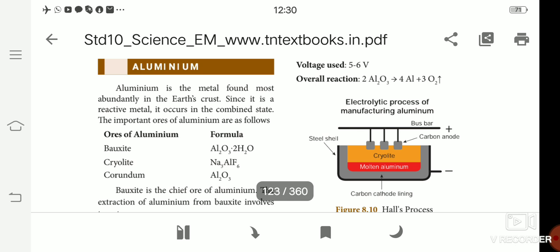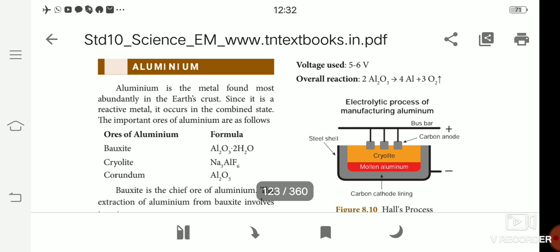Next, the uses of aluminium. Aluminium is used in household utensils, electrical cable industries, making aeroplanes and other industrial machine parts. So today we have seen metallurgy, separation processes and the properties of metals, the extractive metallurgy of aluminium by the Bayer process and Hall's process, and the physical properties, chemical properties and uses of aluminium.